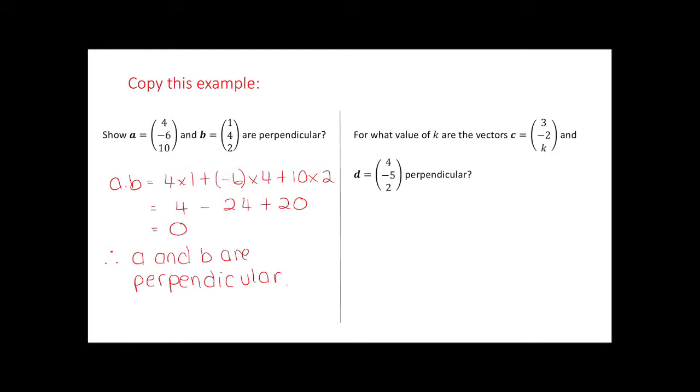This one's a little bit different. So we're told that the vectors C and D are perpendicular, but this time we're asked to calculate one of the components. So if we do C dot D, that is going to be equal to 0 for perpendicular vectors.